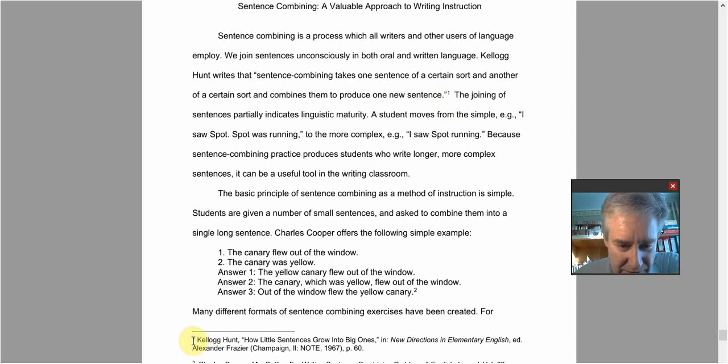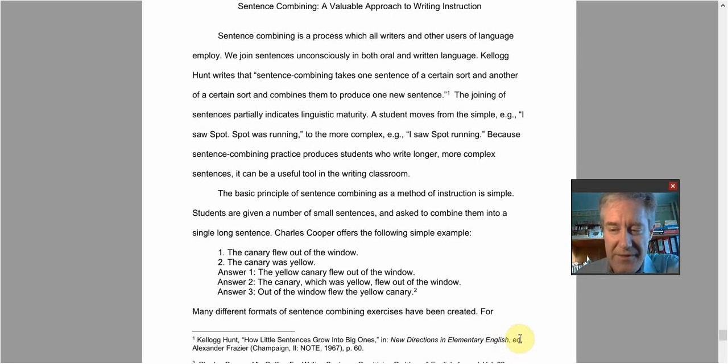If you go down to the bottom of the page, you can see there's the footnote down here. The number is there, and it tells all the information about where I got that quotation. Kellogg Hunt, from an article called How Little Sentences Grow into Big Ones, in, oh, so it's an article in a book. So some books have a collection of little essays or articles in them. And that's what we have here. And here's the name of the book, New Directions in Elementary English. And then ED is for an editor.